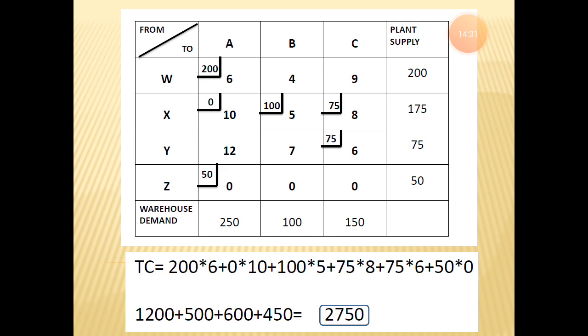Now total cost is equal to 200 into 6, 0 into 10. No need to take this. Next, 100 into 5, 75 into 8. Next, 75 into 6, 50 into 0. Then total cost is equal to 2750, that is the answer.